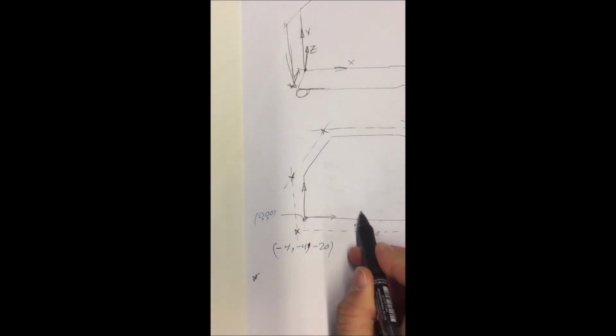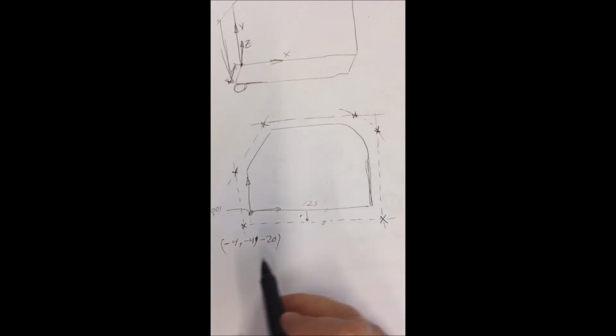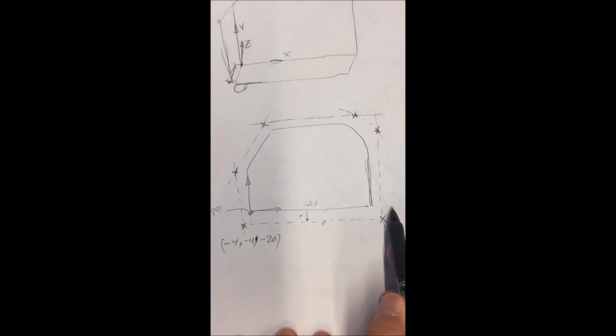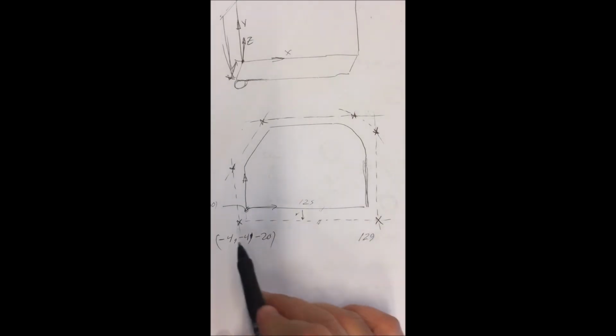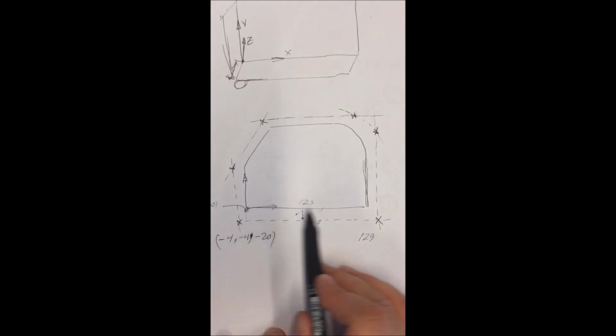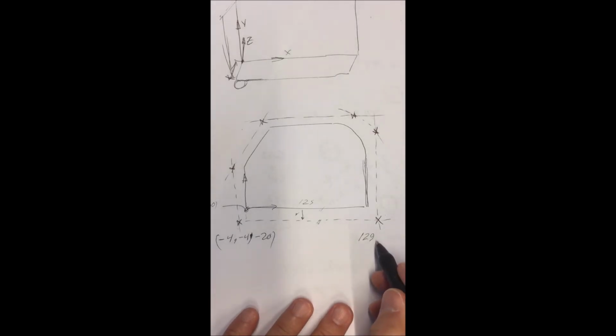So if I'm going to move to that point, let's say that this distance is equal to 125. So 125 plus 4, so this location is going to be at 129 positive for the x. Now I didn't count from here to here to be 133. No, it's 125 from the origin, then plus 4. So this will be at 129. For the y it is going to be the same, -4. And for the z it is going to be -20.